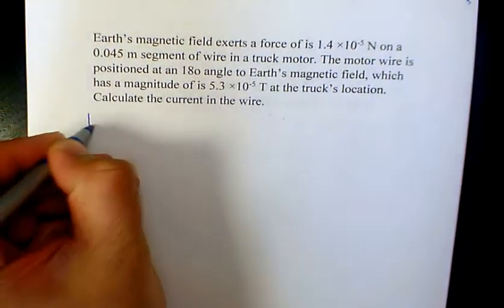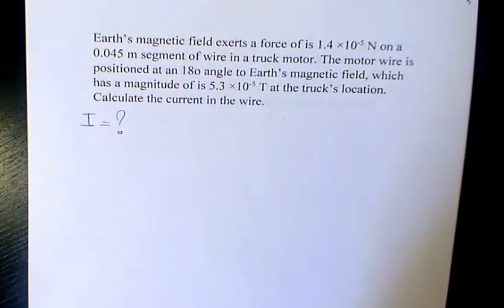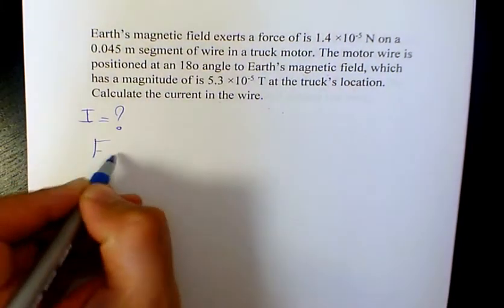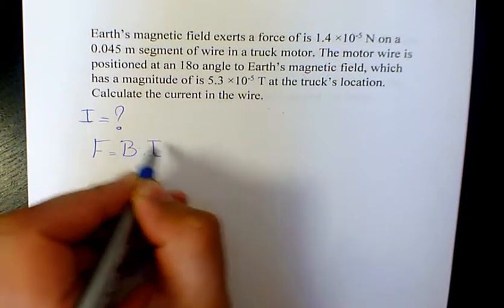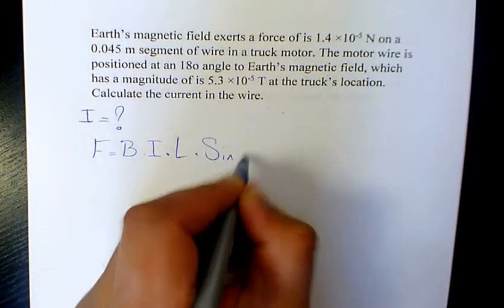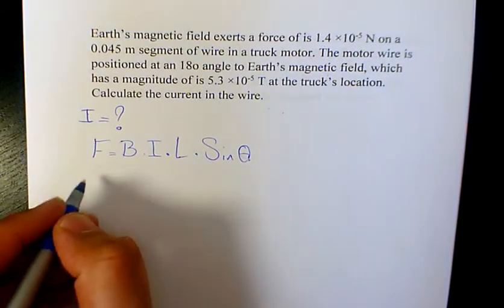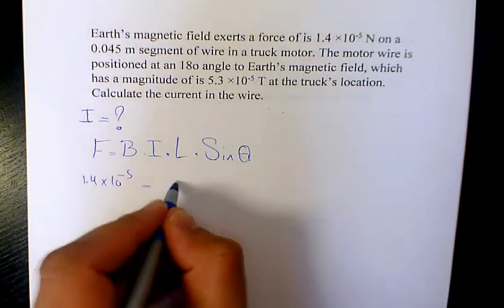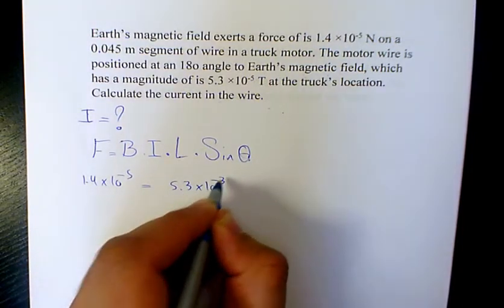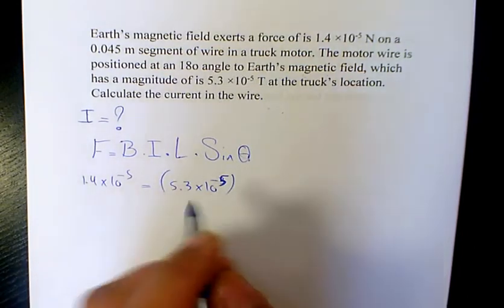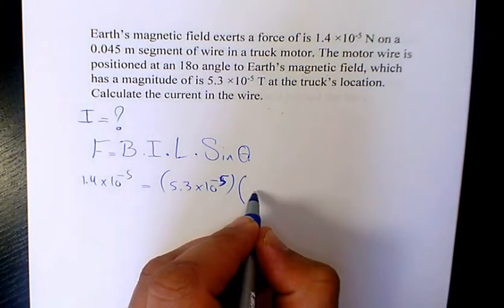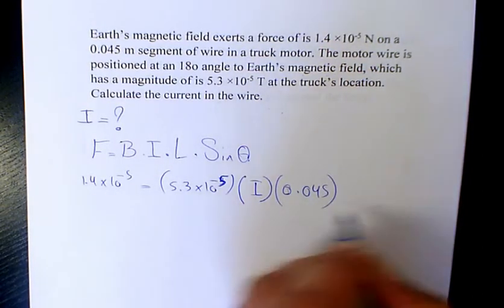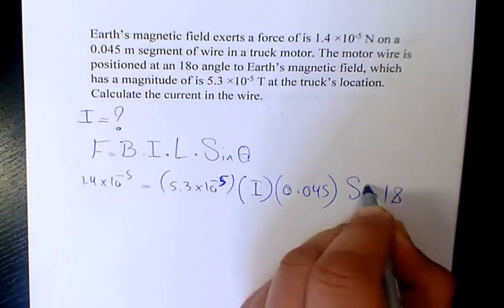So we need to find out the electric current using the magnetic force and magnetic field strength. F equals B I L sine theta. F is 1.4 times 10 to the power of negative 5. B is 5.3 times 10 to the power of negative 5. I is not given. L is 0.045, sine 18.